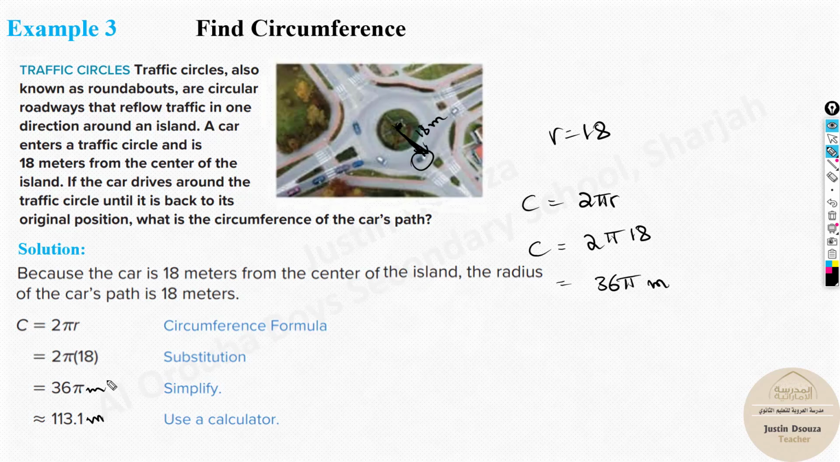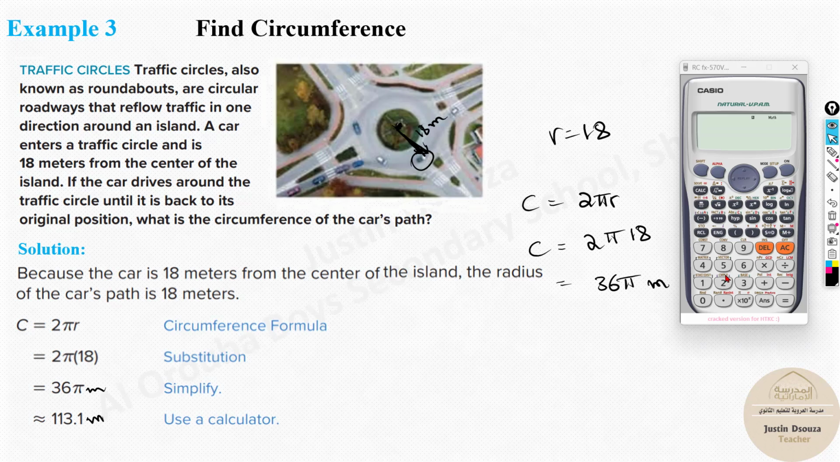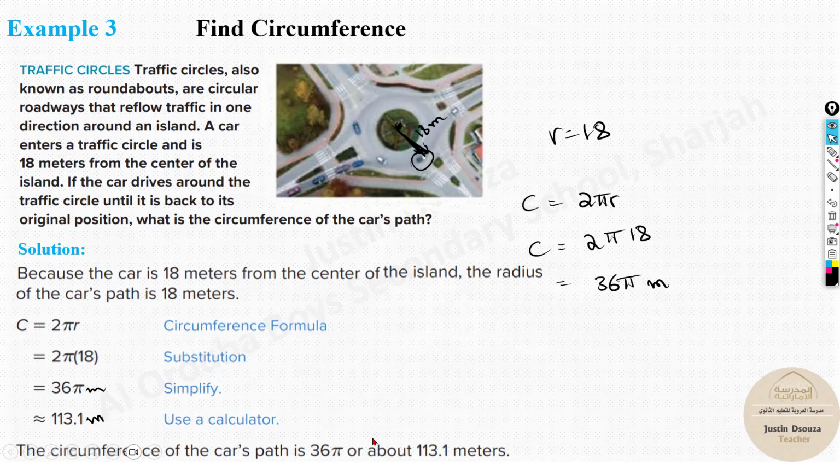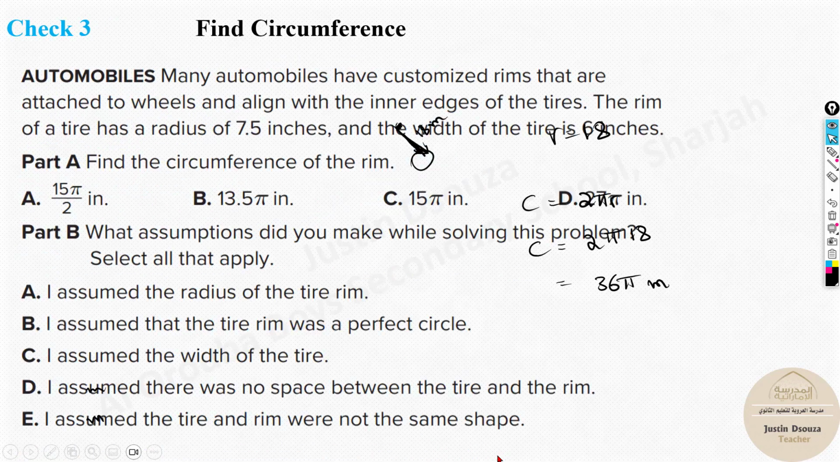Now, let me just show you, if you're using a calculator, how exactly you can solve it. Here, all you need to do is type it as it is. 2 pi, using shift and the 10 raised to symbol over here, and then multiply it with 18. Now your answer will be 36 pi. But if you want it in terms of decimal, all you need to do is press this S-D button, and you will get the answer, 113.097, so it becomes 113.1. That's the circumference. It's about 113.1 meters.